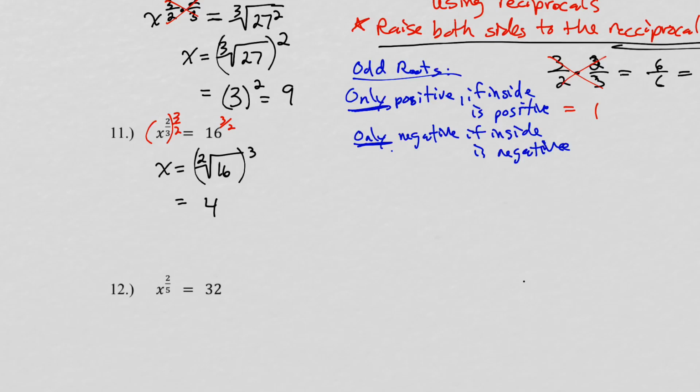And I'm sorry, I messed up. So since this is an even root, like I said before, you're going to have both positive and negative answers.